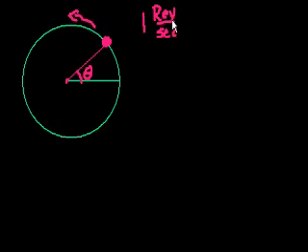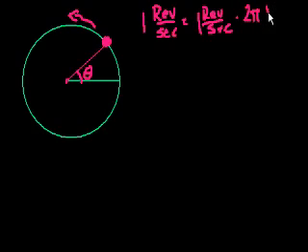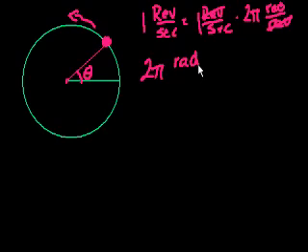Well, how many radians are there in a revolution? Well, there's 2 pi radians in a revolution, right? One go around in a circle is 2 pi radians. So this equals 1 rev per second times 2 pi radians per rev, right? And then the revolutions will cancel out, and you have 1 times 2 pi. So you have 2 pi radians per second. So this equals 2 pi radians per second.